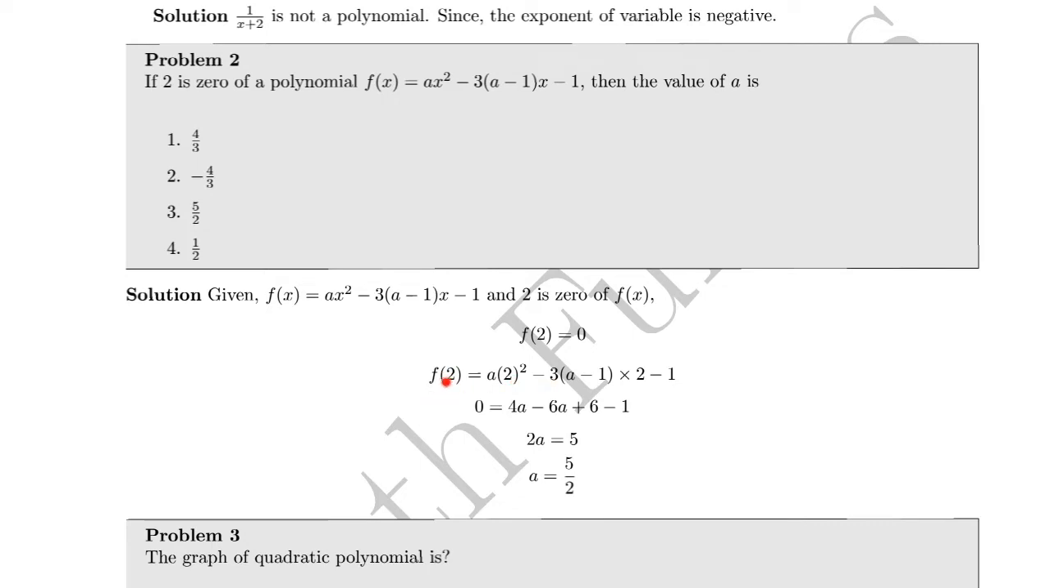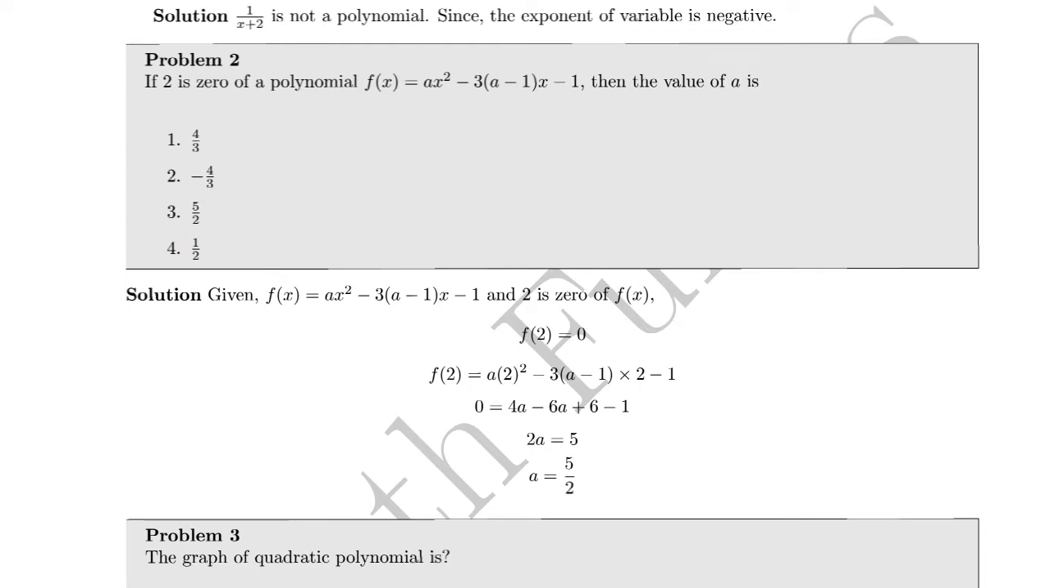So if we put 2 in the polynomial at the place of x, we get a times 2 square minus (3a minus 1) times 2 minus 1. We know that if 2 is a 0 of the polynomial, then f of 2 is 0. So we put f of 2 equal to 0 and solve this equation. Then we'll get 2a is equal to 5 and a is equal to 5 by 2. That is option number 3.